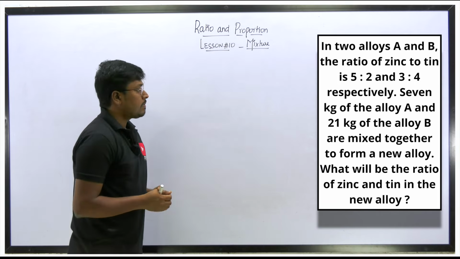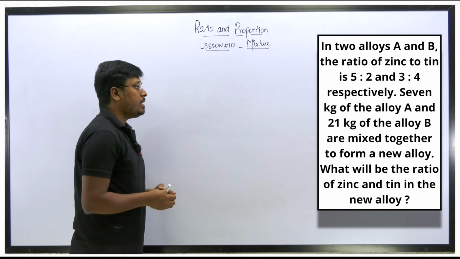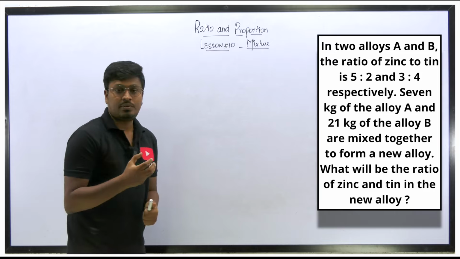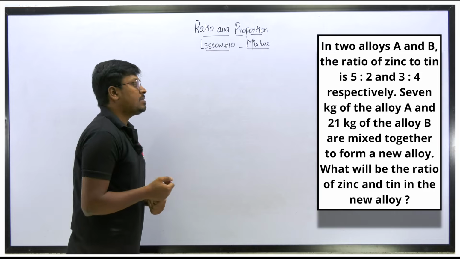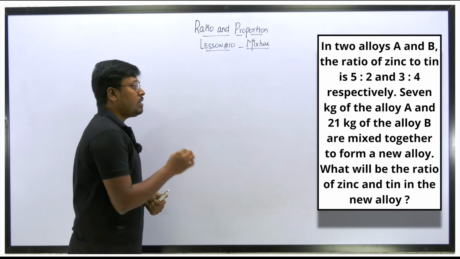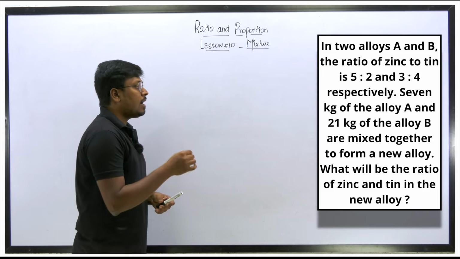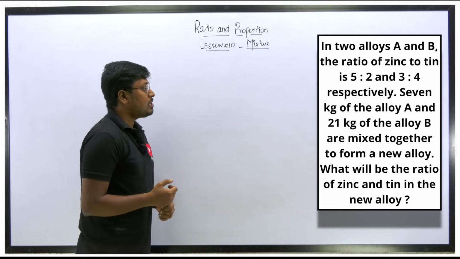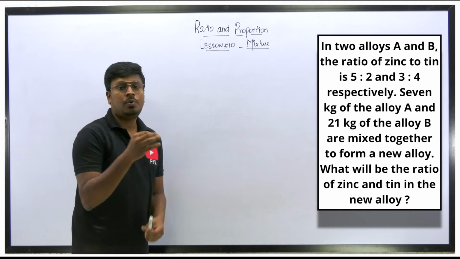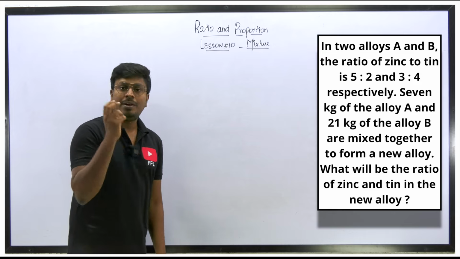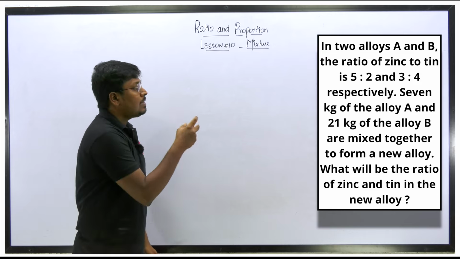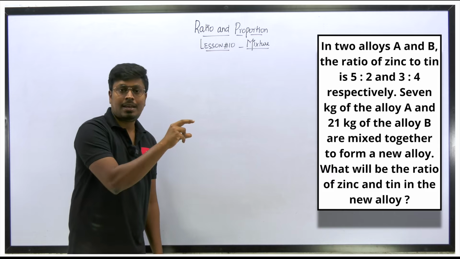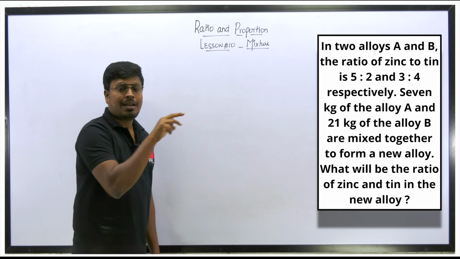Question number 2. In two alloys A and B, the ratio of zinc to tin is 5:2 and 3:4 respectively. 7 kg of alloy A and 21 kg of alloy B are mixed together to form a new alloy. What will be the ratio of zinc and tin in the new alloy? Our target is to find the ratio of zinc and tin in the new alloy after mixing the 7 kg of first alloy A and the 21 kg of second alloy B.